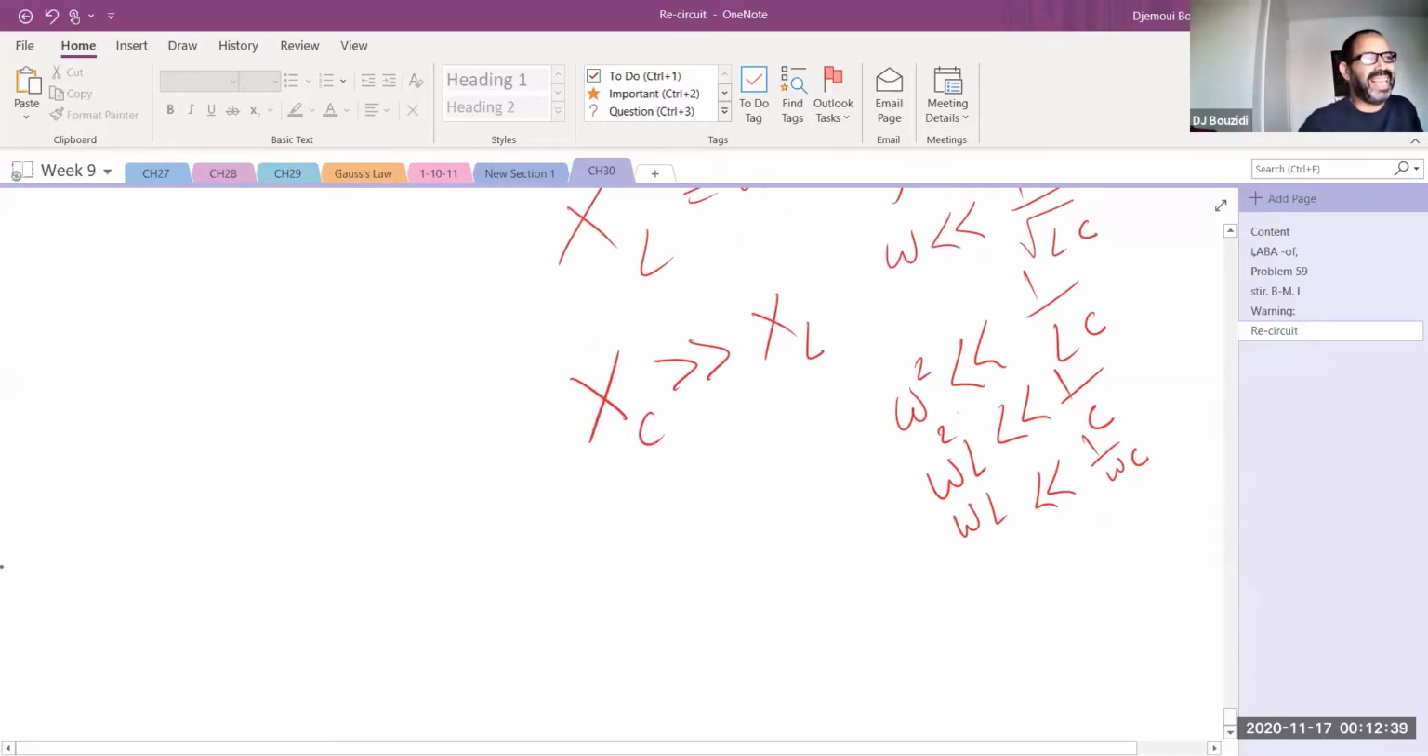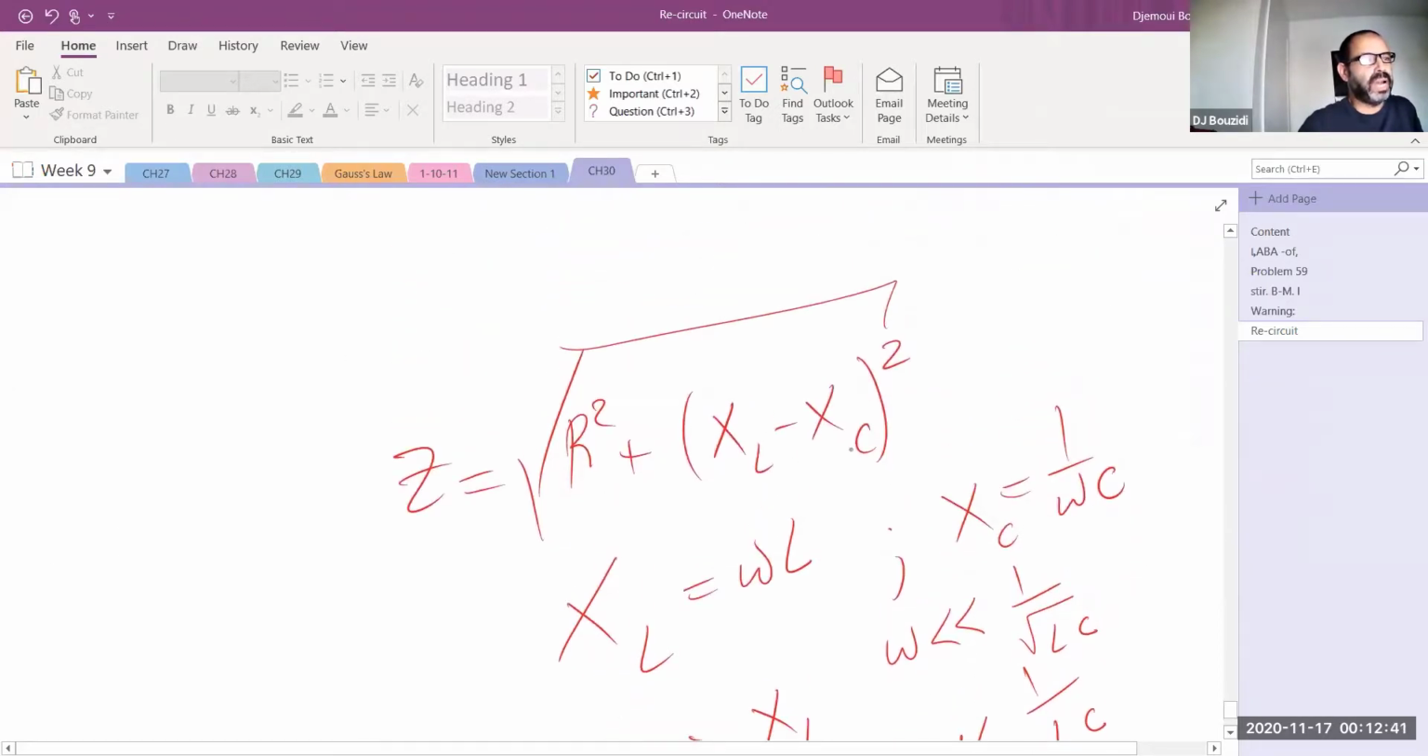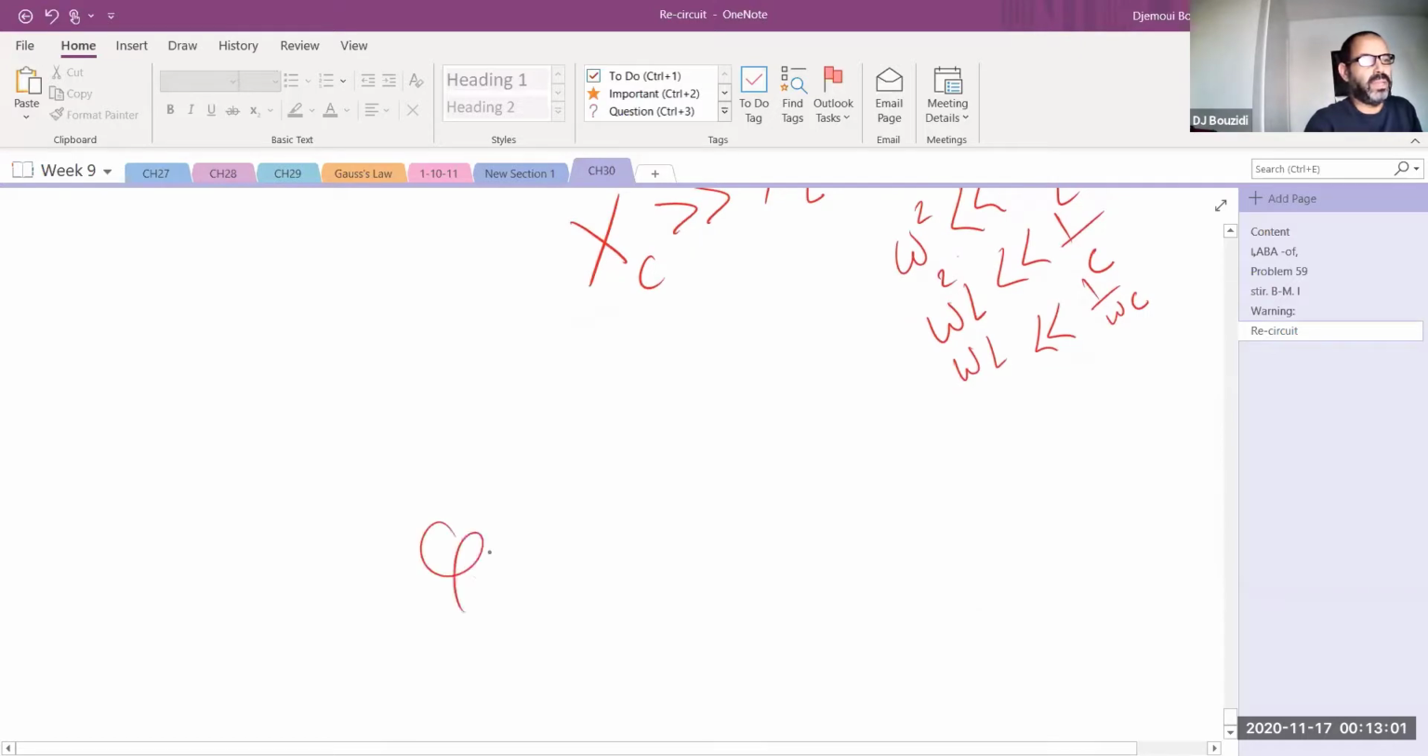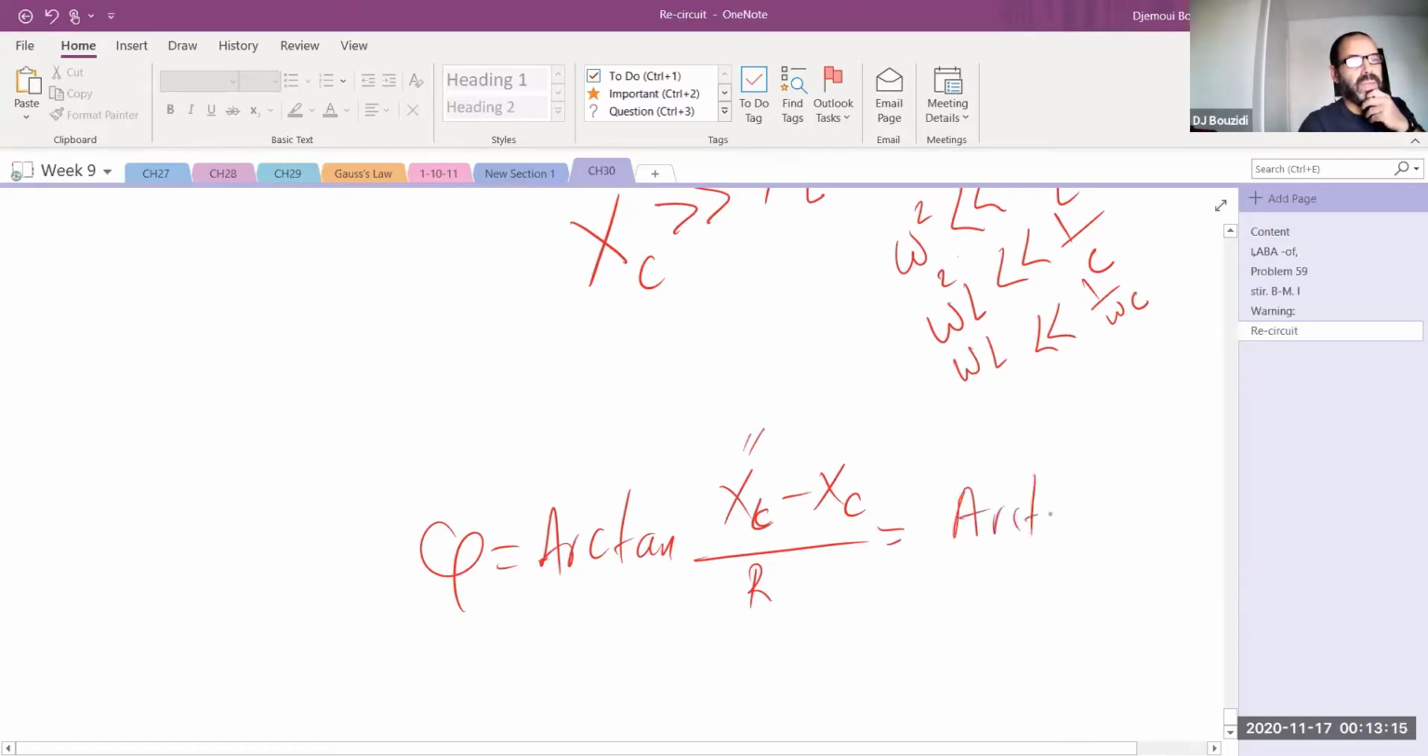Since that's the case, this expression now will dominate. So this will go to 0. And Z itself will be the square root of R squared plus XC squared. And the phase phi will be equal to arctan of (XL minus XC) divided by R. But remember, XL is negligible in front of XC. So at low frequencies, this is the phase.